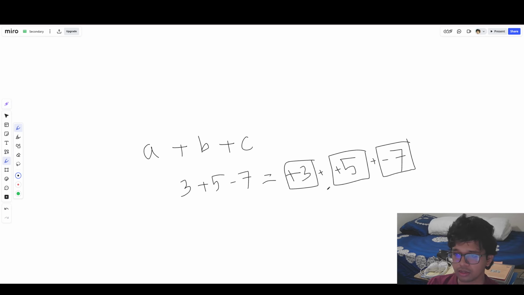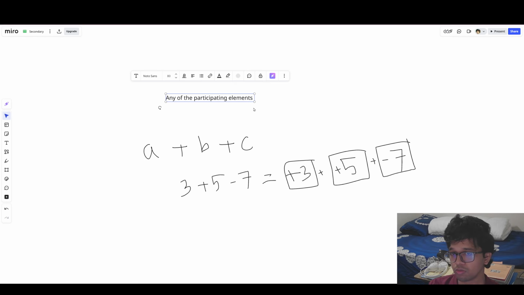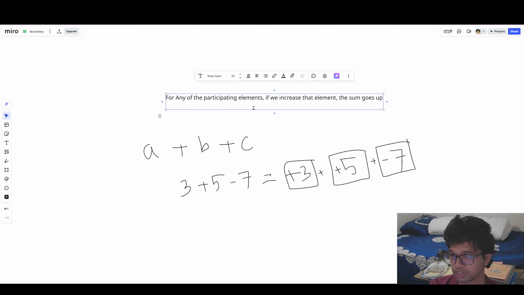The observation is that when you increase any of the numbers, like plus 3, plus 5, minus 7, the sum goes up. If we decrease any of them, the sum goes down.